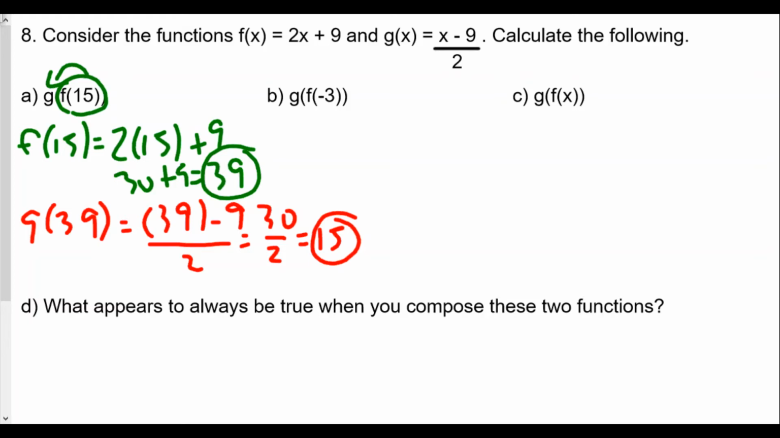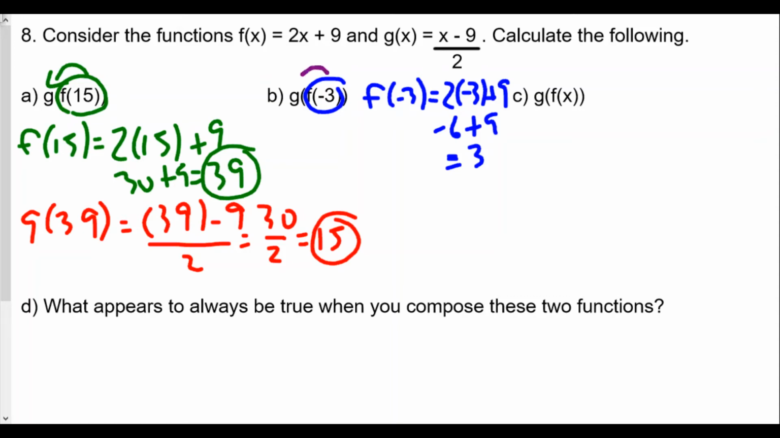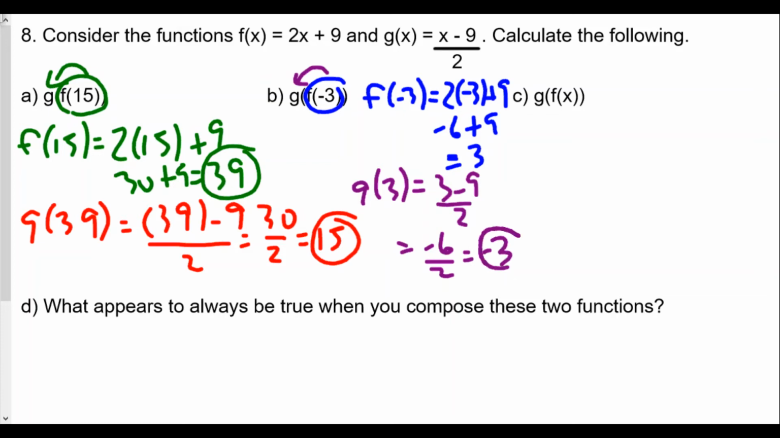Okay, let's take a look at g of f of negative 3. So f of negative 3 is equal to 2 times negative 3 plus 9. That's negative 6 plus 9, or 3. Now, let's take this and plug into g. So g of 3 is equal to 3 minus 9 over 2. That's equal to negative 6 over 2, which is negative 3.